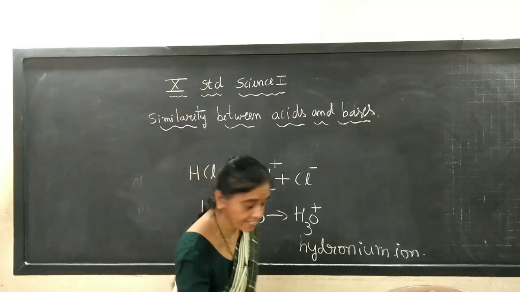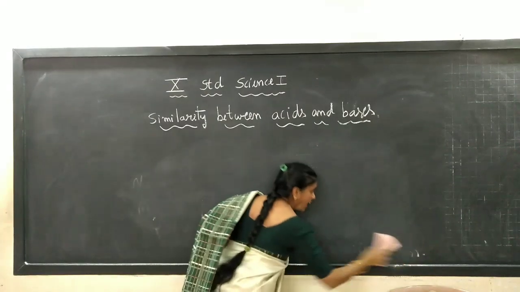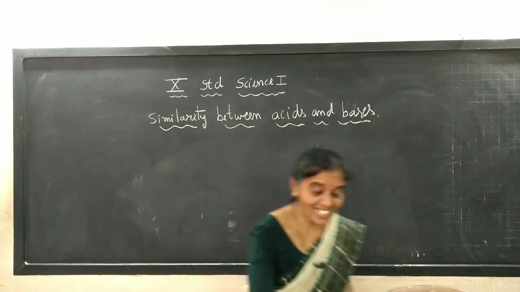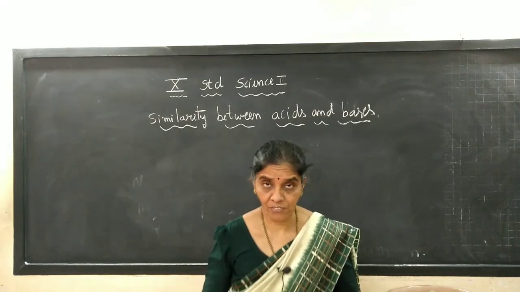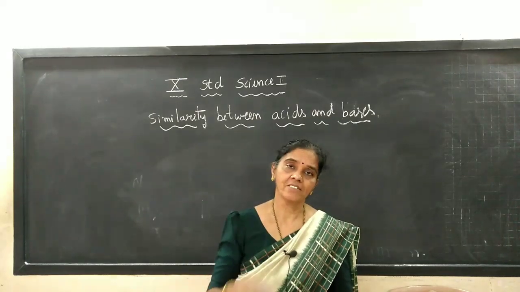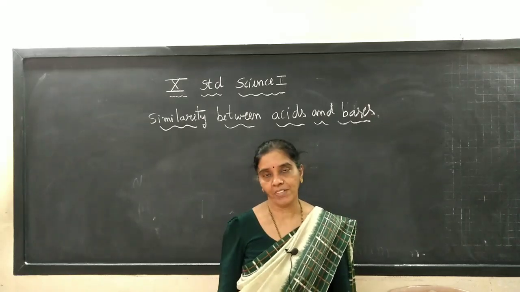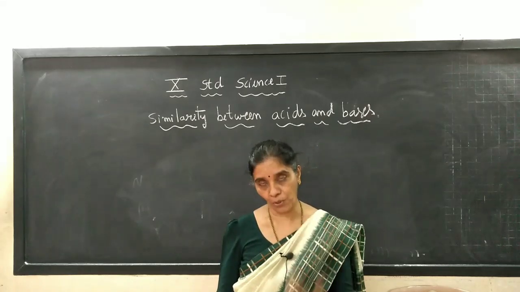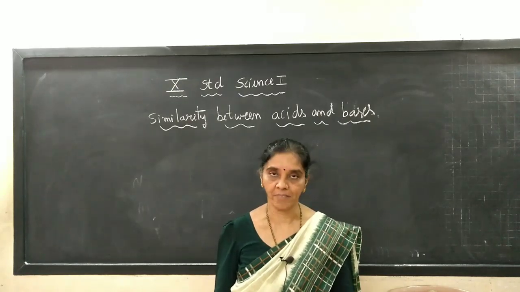Now if you take dry hydrogen chloride and dry litmus paper and touch them, they won't show a change in color. To produce the acidic character, you have to dissolve the acid in the water.